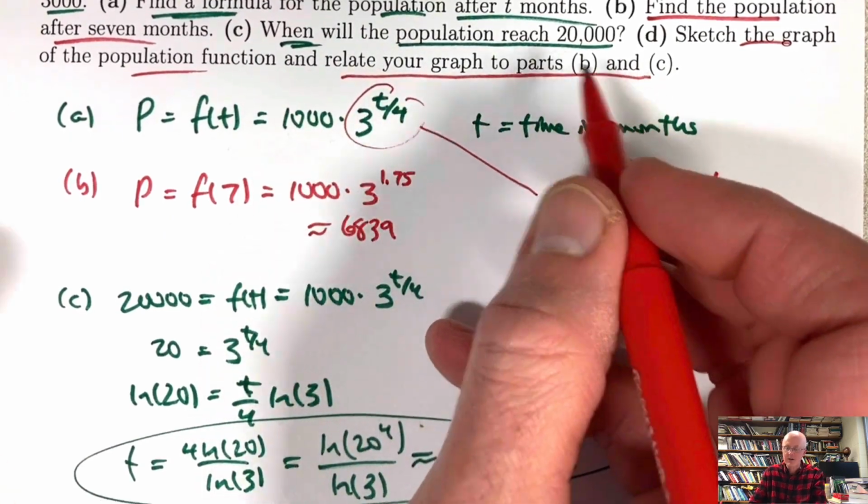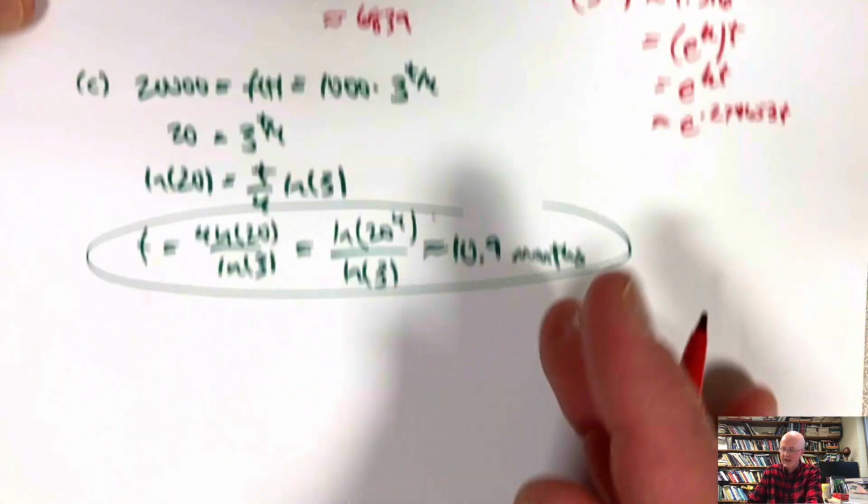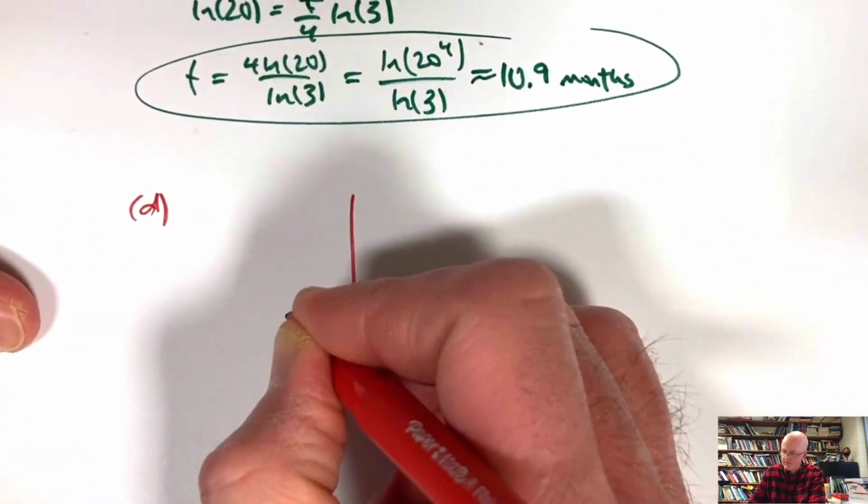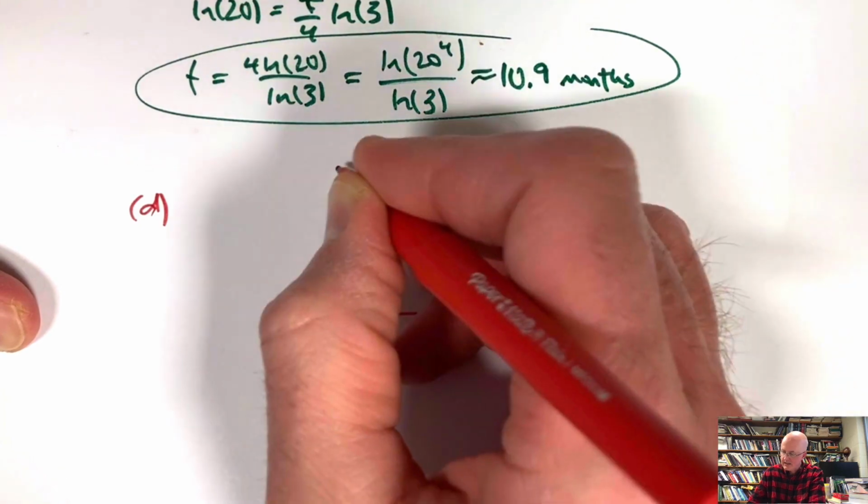Finally, part D, sketch the graph of the population function and relate the graphs to parts B and C. I could do that with my calculator, but let's just do it quickly by hand. This is exponential growth. Got a t-axis and a p-axis.